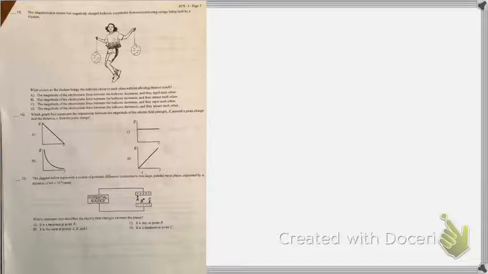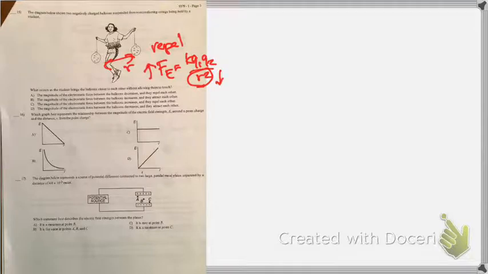Well, they're both negative, so they're going to repel each other. And as the R gets smaller, remember Fe = K Q1 Q2 over R squared. So it's an inverse relationship. So as R goes down, the force goes up. So all your questions are talking about the force. The force between the balloons increases, and they repel each other. So the answer is C.